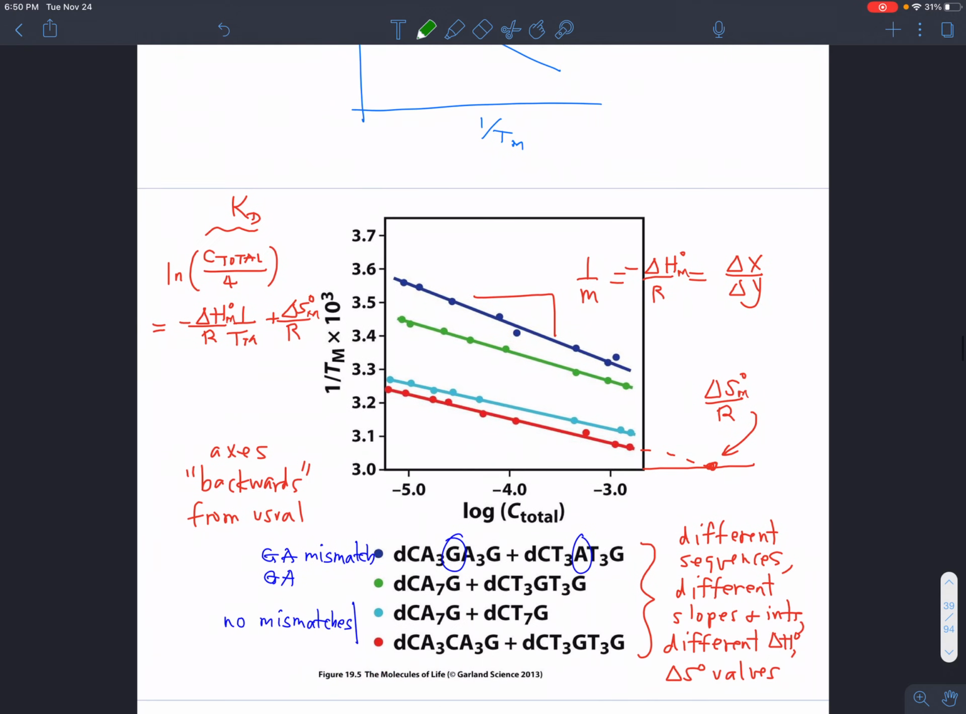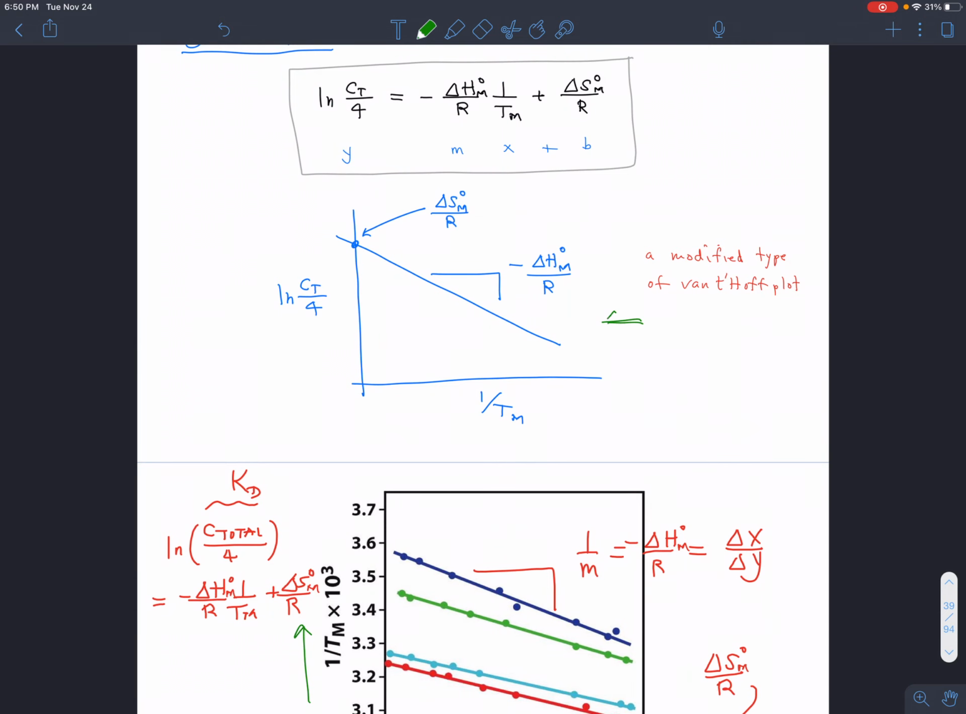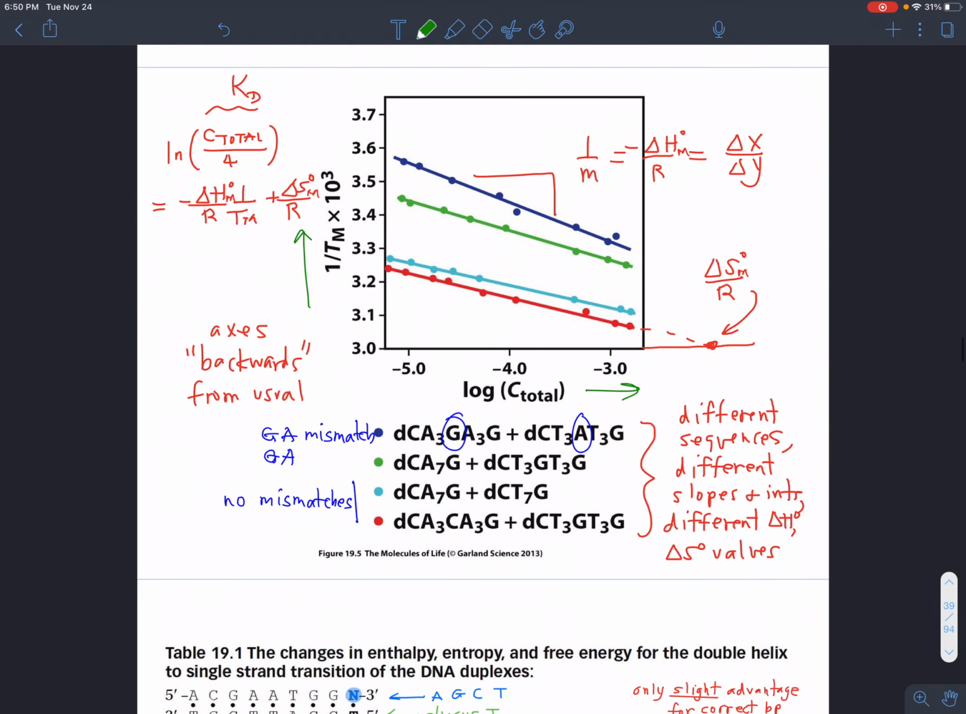And here's an example of that kind of thing. The axes are reversed here. We're plotting 1 over Tm on the y-axis and the logarithm of the total concentration along the x-axis, but if you kind of mentally turn this on its side by 90 degrees, you can see that these are steep curves that look like this. And there's 4 different curves on here for different possible DNAs.